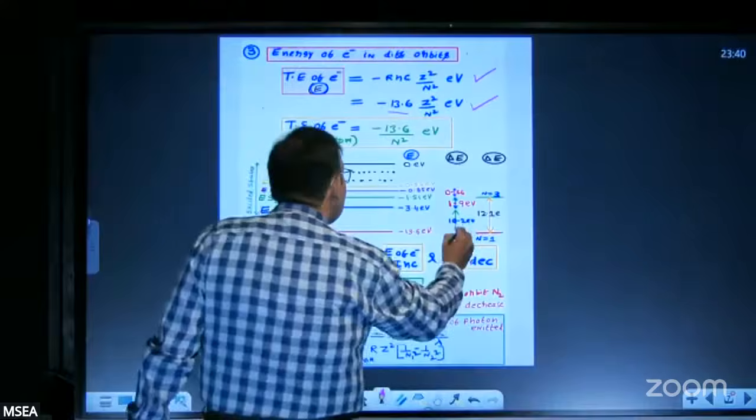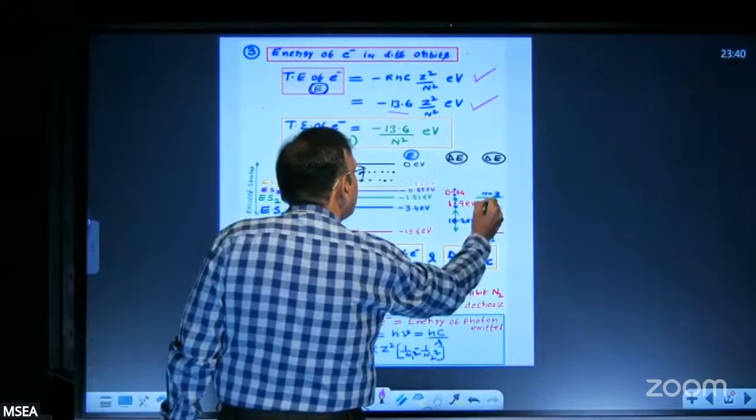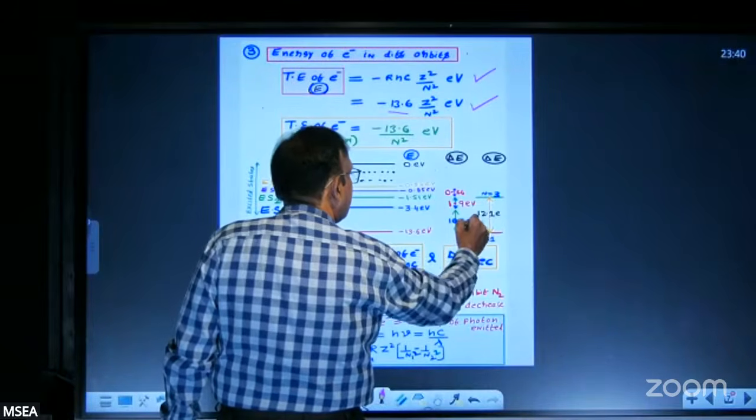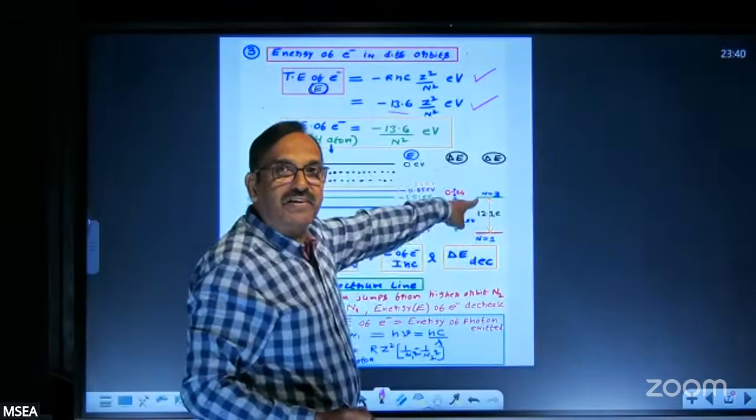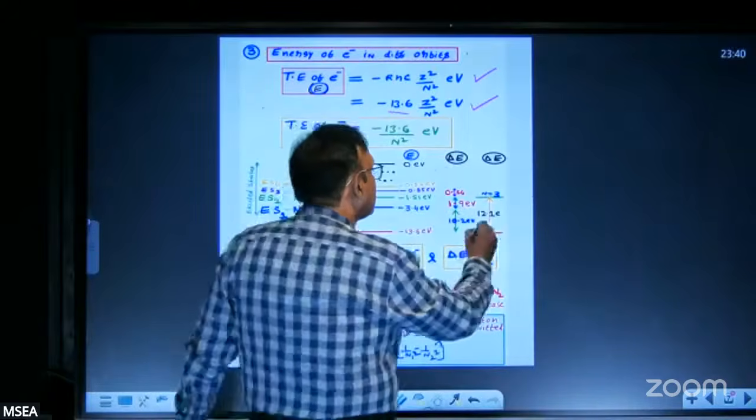Okay, now what is the energy difference between the ground state to third state? N is 1 to N is 3. So this 10.2 and 1.9 you have to add up, and it comes out to be 12.1 eV.